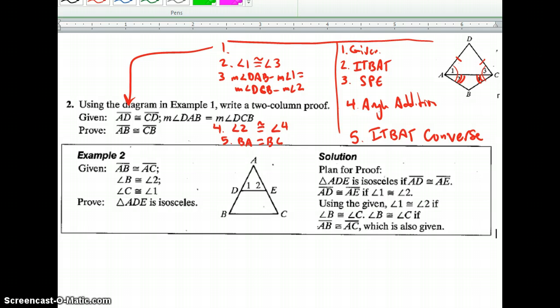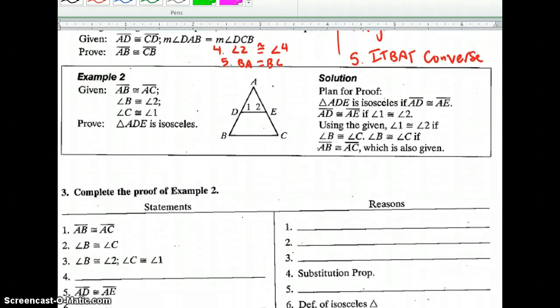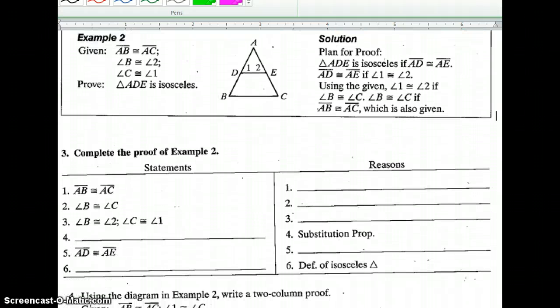All right, example 2. This little diagram. I'm supposed to prove it down here below. Great. AB is congruent, this whole thing is congruent to this whole thing. Angle B is congruent to angle 2. Well, that's interesting. And C is congruent to angle 1. Okay, that's given. They split this apart, which I don't like. AB is congruent to AC.